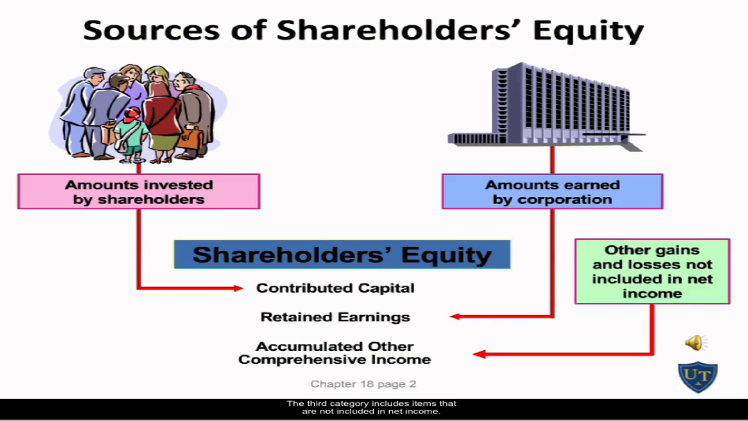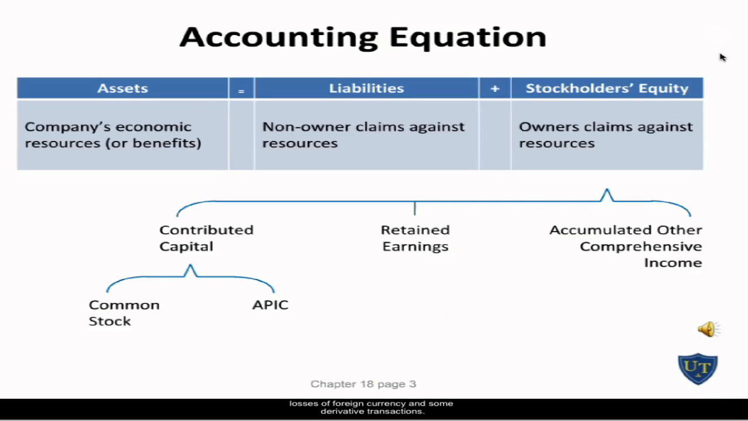The third category includes items that are not included in net income. So these are changes in balance sheet accounts that bypass the income statement. Those are shown on the balance sheet in stockholders' equity as accumulated other comprehensive income. You've talked about this before in Accounting 3110, and the type of items that are included here are changes in available for sale securities, some translation gains or losses on foreign currency, and some derivative transactions.